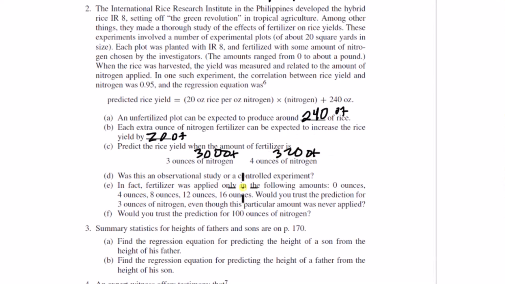Was this an observational study or a controlled experiment? Okay, so what's the key feature that makes something observational versus controlled? It's, are you choosing what goes into the treatment and control groups? Then it's controlled. Otherwise, it's observational. So, thorough study of fertilizer effects on rice yields. These experiments involved a number of experimental plots, 20 square yards in size. Each plot was planted with IR8 and fertilized with some amount of nitrogen chosen by the investigators. Yeah, so this is controlled.